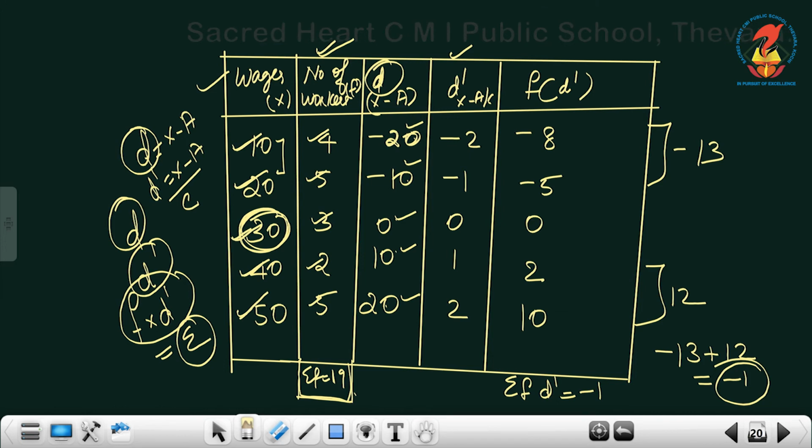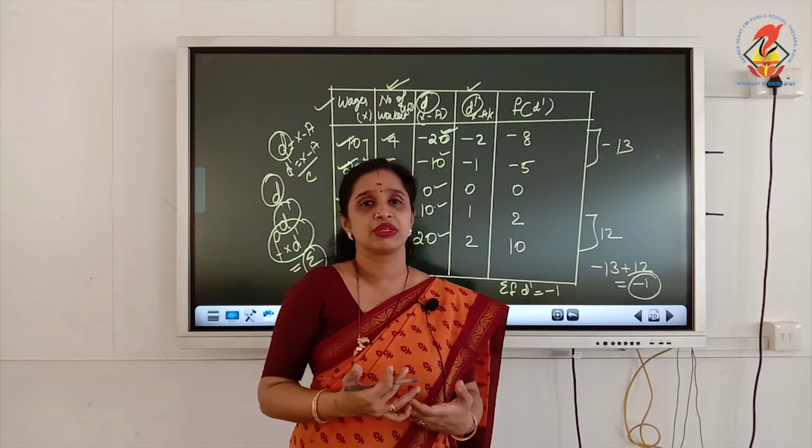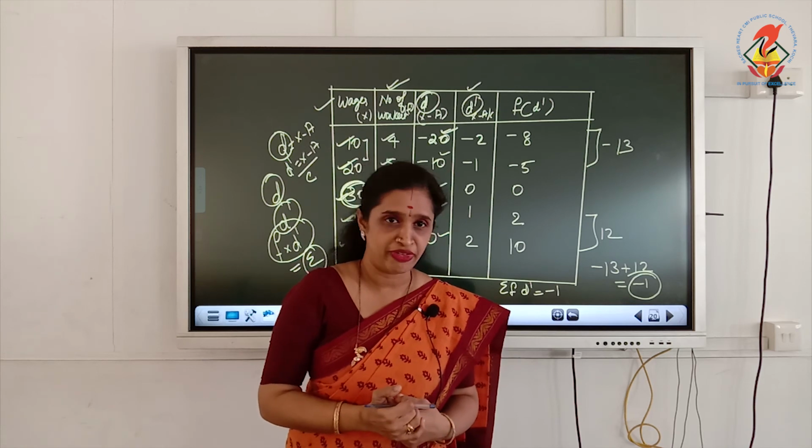So, that common factor 10 is easily divisible into this d, because you know that when d is divided by the common factor, you will get d dash. So, you have to see whether d is easily divisible by c. Our common factor is 10. So, minus 20 by 10 is minus 2, easily divisible. So, any number which is easily divisible can be taken as a common factor.